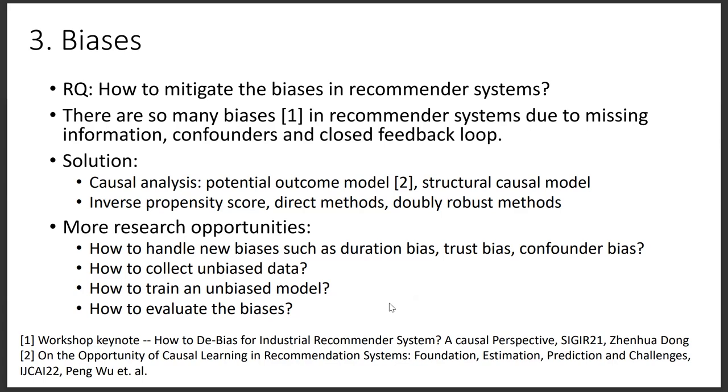Here, we also have more research opportunities. For example, how to handle new biases, confounder bias, trust bias. Jieming is my friend. He told me that's a good movie. I trust Jieming. But maybe that kind of recommendation is not good for me. And how to collect unbiased data, how to train an unbiased model, and how to evaluate that kind of bias.